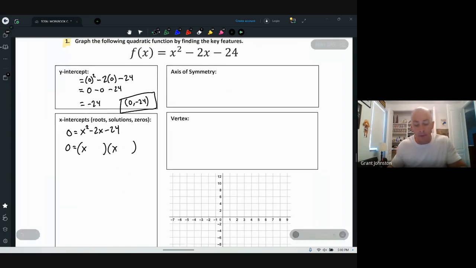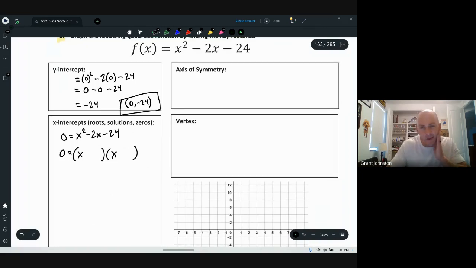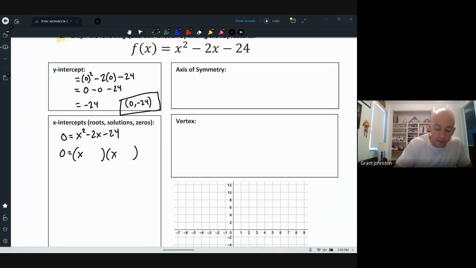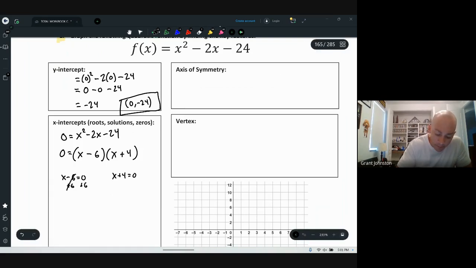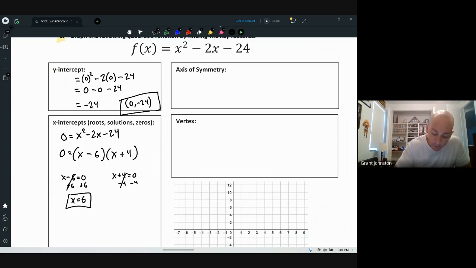It's got to multiply to negative 24 and add to negative 2. I think that could be negative 6 and positive 4. And remember, you can distribute it back out to see if you factored it correctly. Now using the zero product property, I can break these up: x minus 6 equals 0, and x plus 4 equals 0. Add 6, x equals 6. Subtract 4, x equals negative 4. So those are my two x-intercepts, or roots, solutions, zeros. Those are all synonyms.